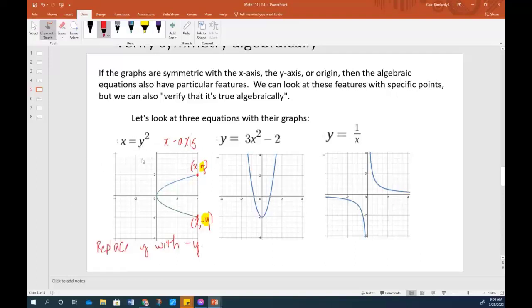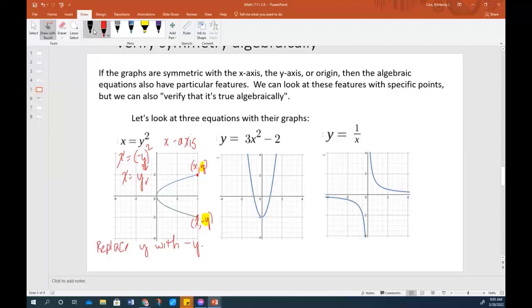So look at how that applies up here. If I take this y value and I replace it with negative y, and then I simplify it, negative y squared actually is the same thing as y squared. So I replaced y with negative y, but when I simplified it, I got the exact same answer. That is how you can verify x-axis symmetry algebraically. So if it has x-axis symmetry, replace y with negative y.